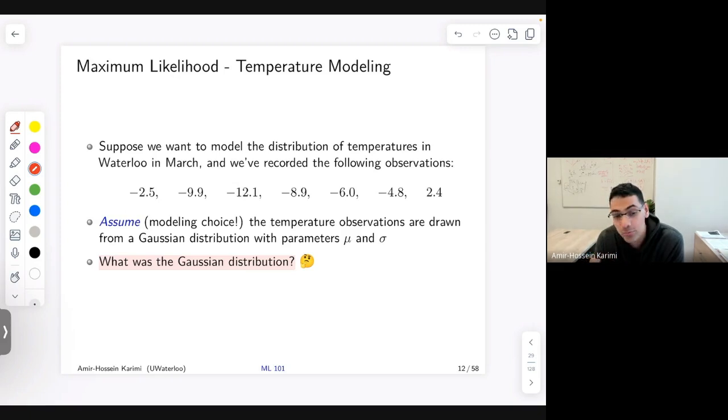I'm going to assume that the temperatures follow some distribution. In this case, I'm going to call it a Gaussian distribution. And Gaussian distributions come with two parameters. They come with mean and standard deviation, or the squared version, the variance. And what we're going to try to do, through a similar process, is find the best values of the mean and the variance that correspond to the observations that we have. So first, what is a Gaussian distribution?